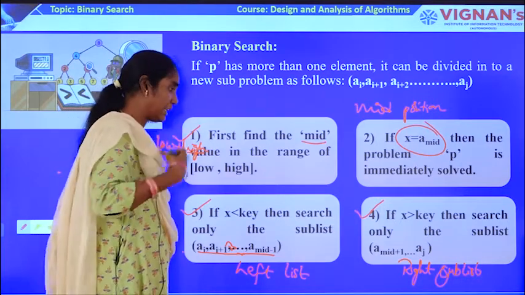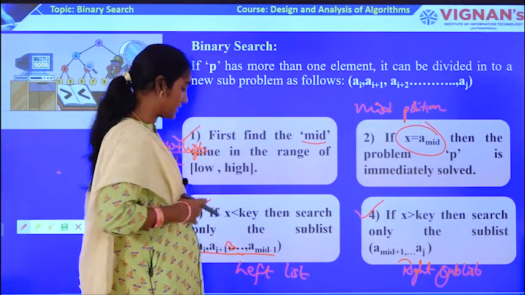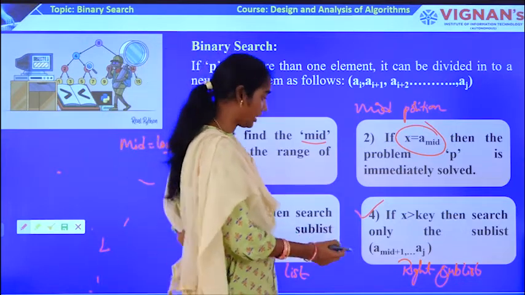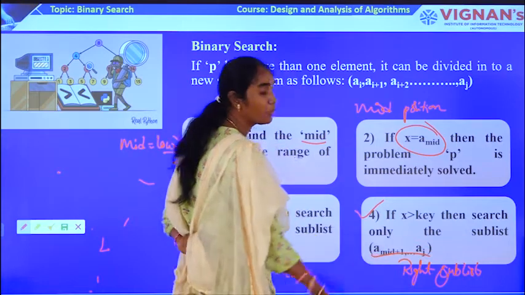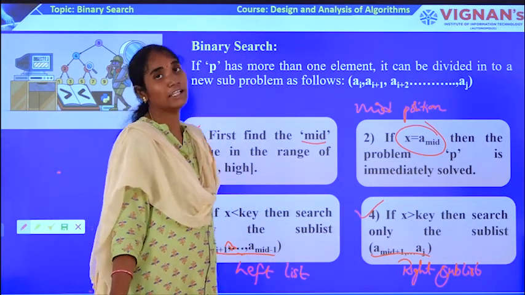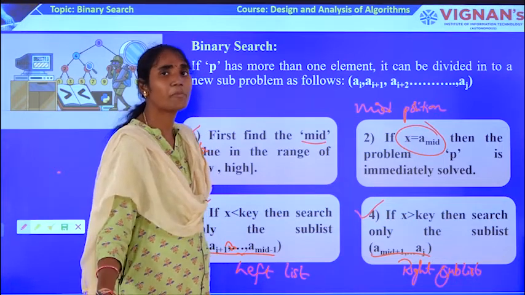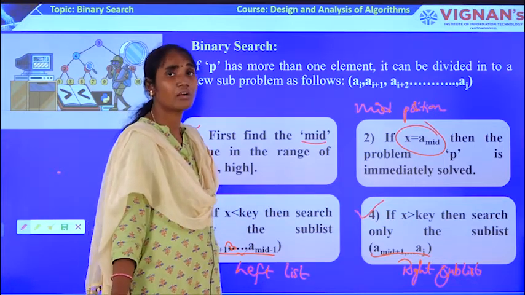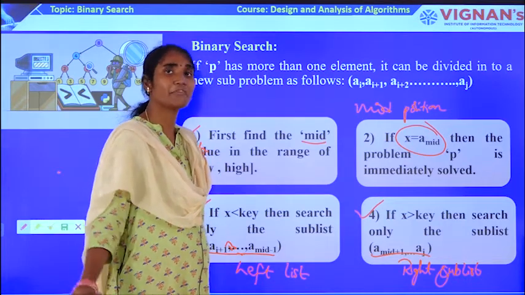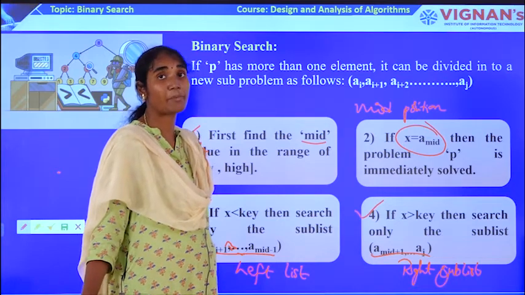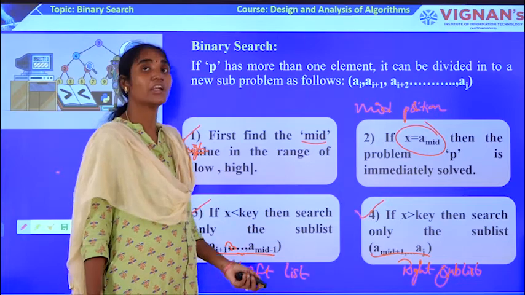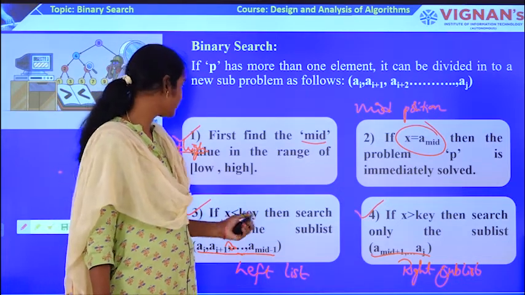Now if x is greater than the key, in that case I need to check from a of mid plus 1 to aj. That is only the right sublist. No need of checking the left sublist. So which means that I am removing some occurrences. Whereas in linear search you have to compare each and every element in the given list. The number of comparisons is more, whereas here the number of comparisons is getting decreased at each and every level.